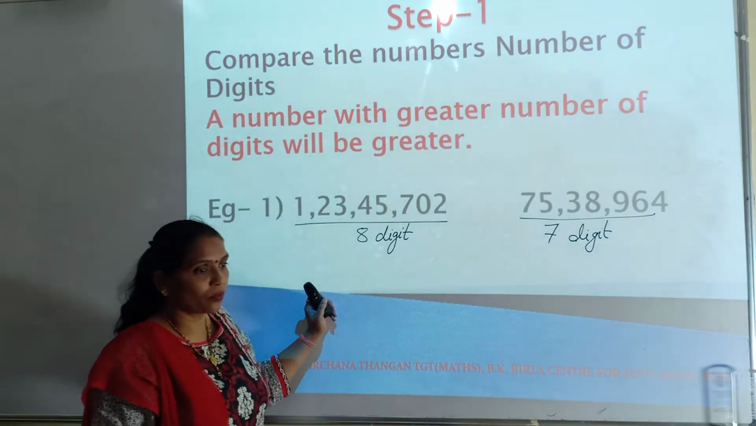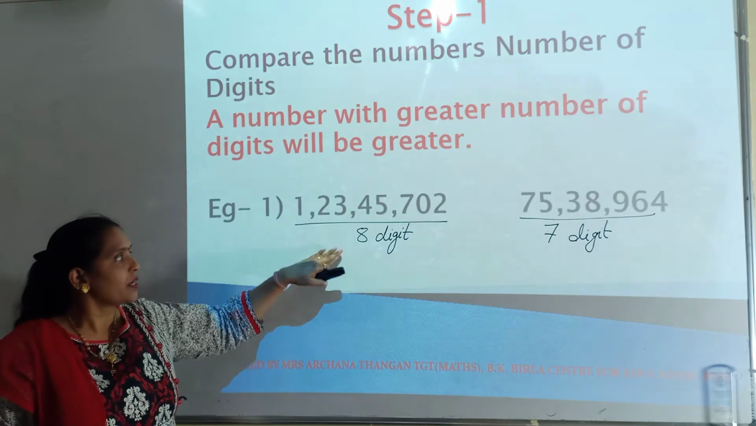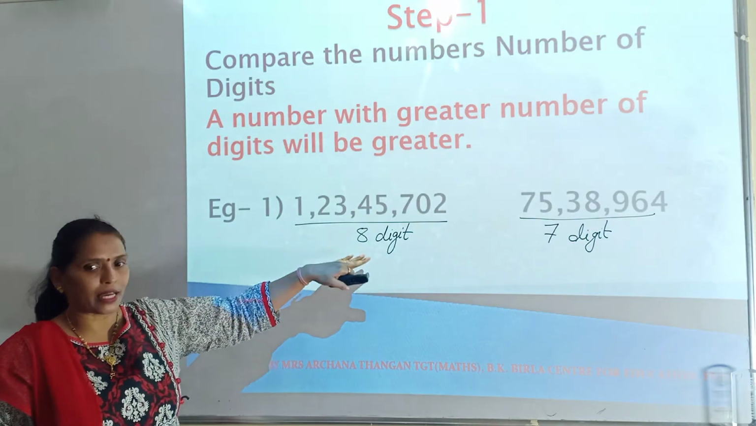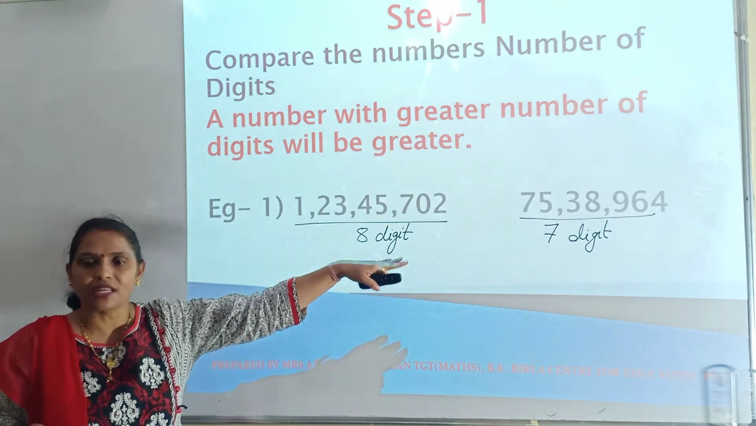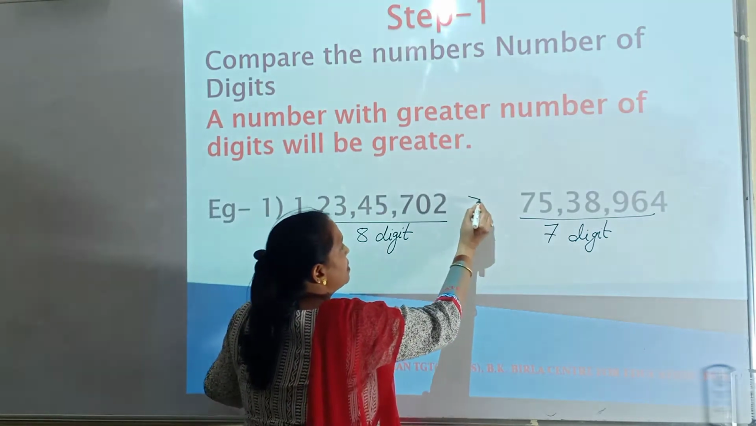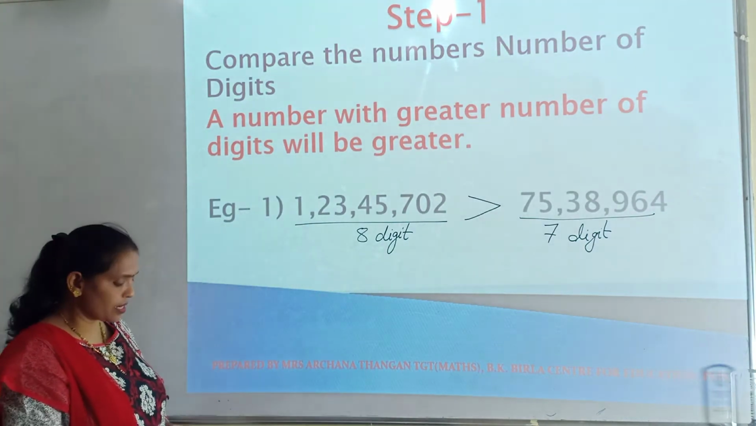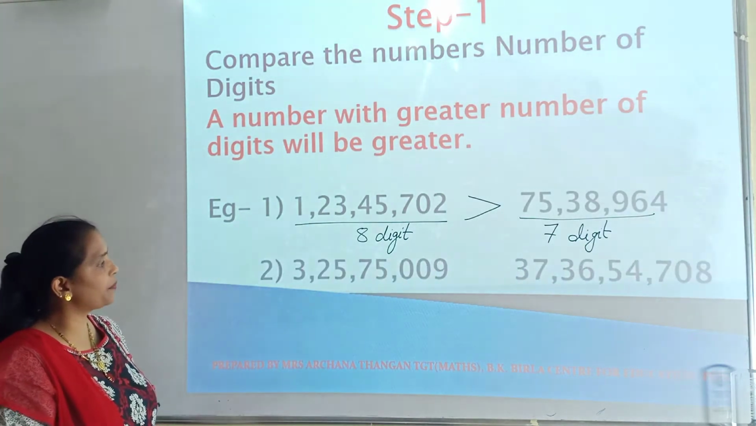Okay. So, the number with more digits is the greater number. Here, this number is an 8-digit number and that number is a 7-digit number. Obviously, an 8-digit number is greater than a 7-digit number. So, this number is greater. Next is one more example.